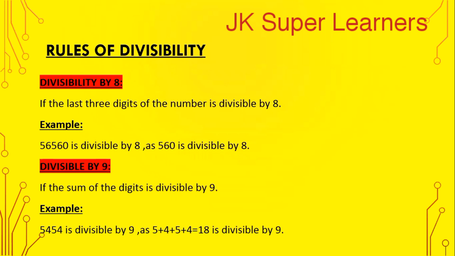Next is divisible by 9. If the sum of the digits is divisible by 9, then that particular number is divisible by 9. For example, 5,454 is divisible by 9 as 5 plus 4 plus 5 plus 4 is 18. And if we divide 18 by 9, it will give no remainder. Then it is divisible by 9.